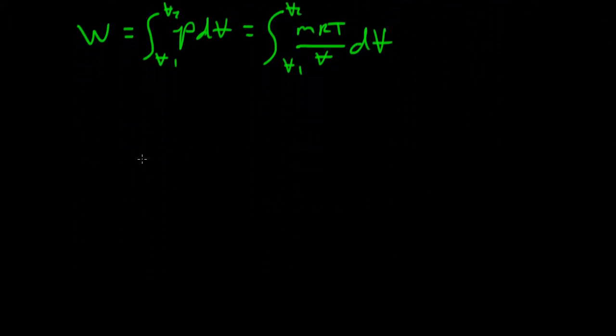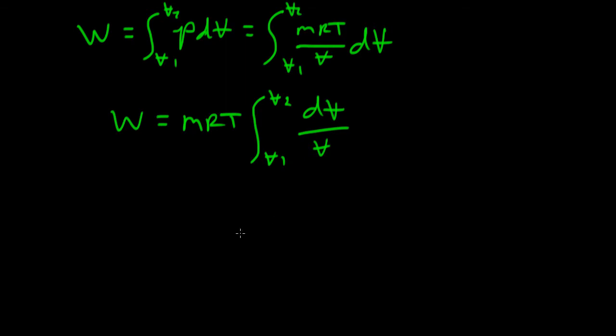The mass, specific gas constant, and temperature are all constant for this process because the system is closed, and the process is isothermal. Thus, they fall out of the integral, and we're left with the work is equal to mRT times the integral from V1 to V2 of dV over V. We can perform this integral directly. The result is that the work is equal to the mass times the specific gas constant times the temperature times the natural log of V2 over V1.